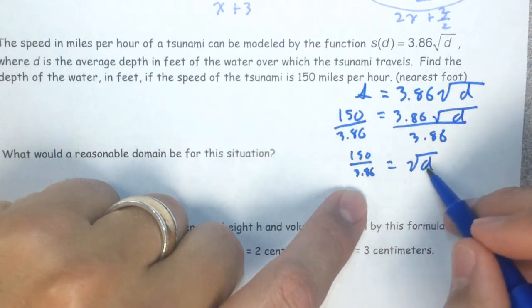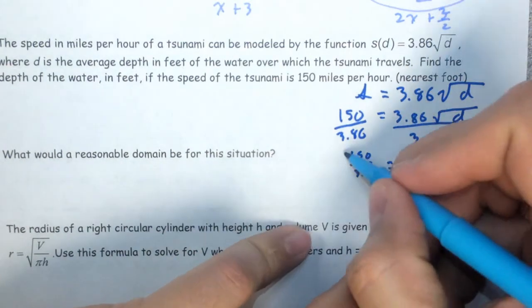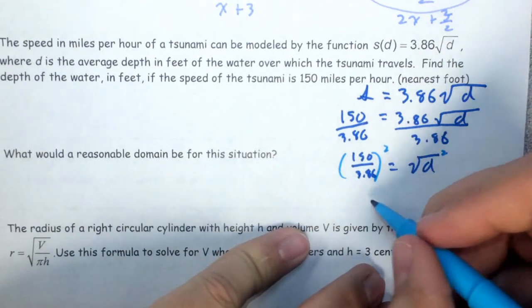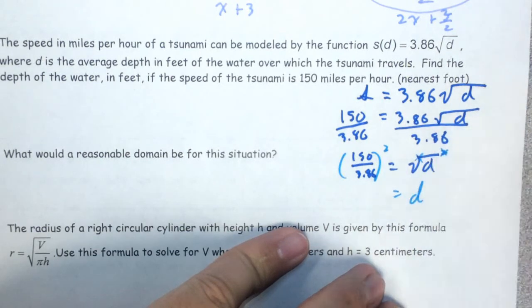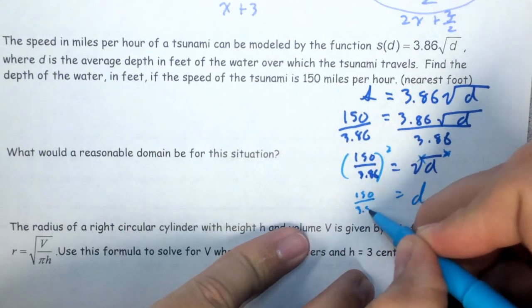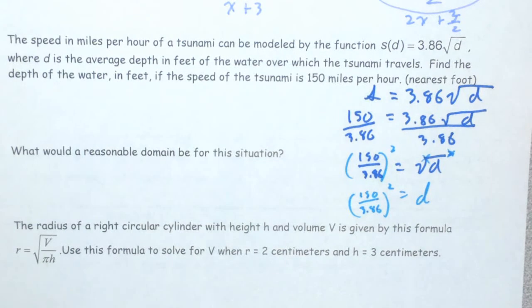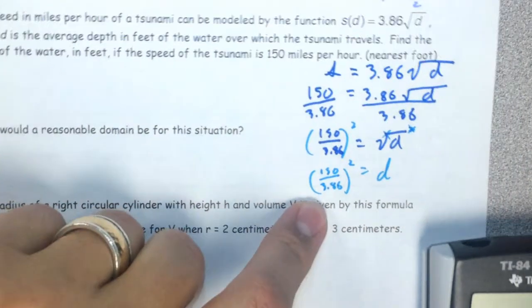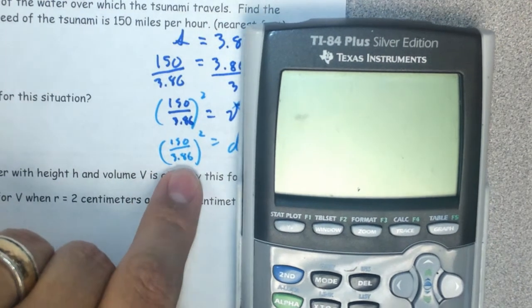Now that the square root is isolated, let me switch colors so we can see what's happening here. I'm going to square this side and square this side. So D now, because that cancels and that cancels, is going to be 150 over 3.86 squared. I don't know what that number is. Instead of doing all that math, I can just plug that in as you see it in the calculator.